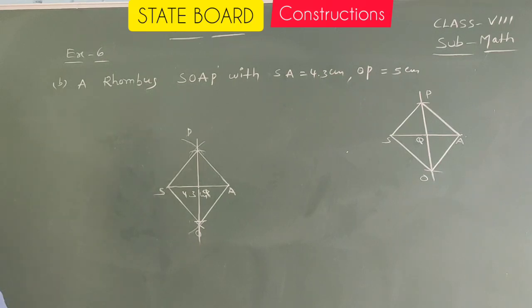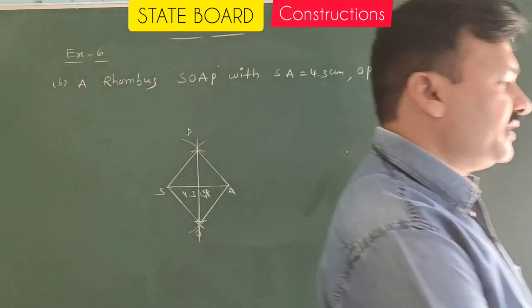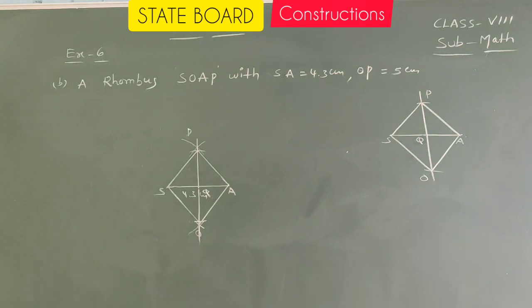For the construction of a rhombus, we require two independent measurements. Here two diagonals are given. Diagonals are perpendicular to each other and bisect each other. Diagonals are perpendicular bisectors in a rhombus. That's why we need to construct the perpendicular bisector also. Already we drew that one.